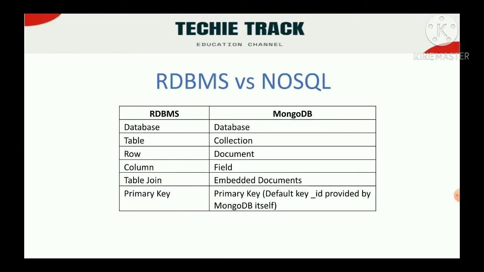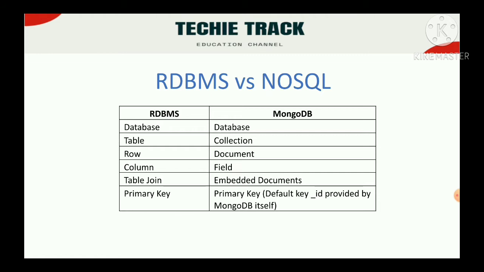This is a simple comparison between RDBMS and NoSQL. You can take any RDBMS, SQL Server or Oracle or MySQL, whatever it is. The database in RDBMS, as well as in MongoDB, is called a database, and in RDBMS we call it a table. Here we call it a collection. A table contains lots of rows and columns. Here the collections contain documents and fields, whereas tables contain rows and columns format.